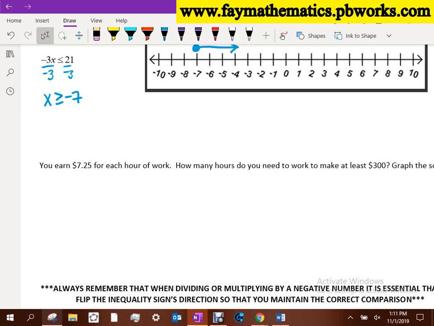Mathematics, the reason we learn mathematics is not so that when I'm out of high school and walking down the street, somebody comes up to me and says, hey, negative 3x less than 21, what is it? Nobody's going to do that, right?